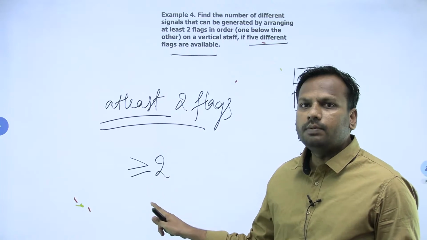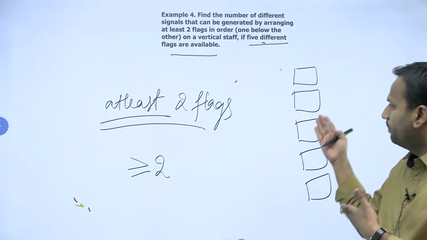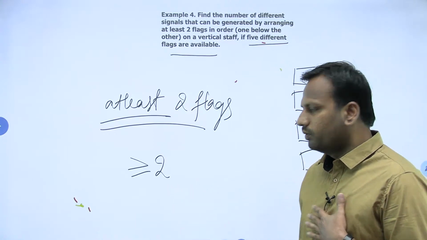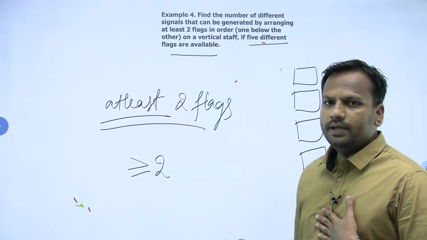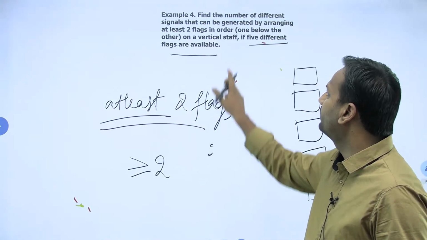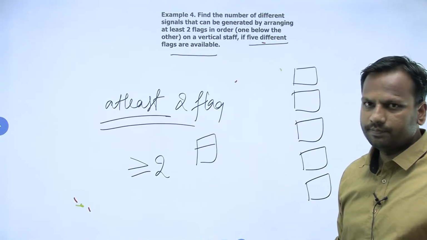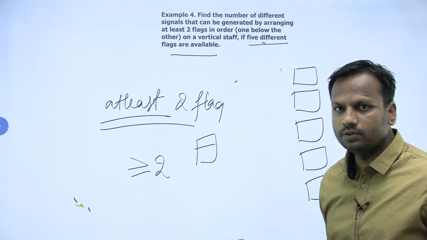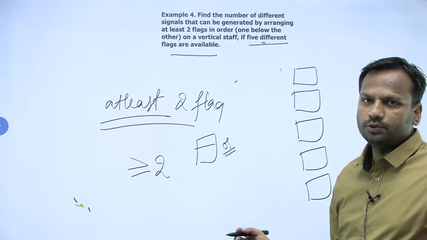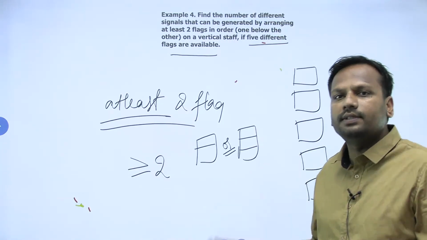So by taking minimum 2 flags, by taking at least 2 flags, I have to generate the signals from the given 5 different colors of flags here. So what I do here, I'll be taking any 2 flags, one after the other, one below the other, and I'll be generating the signals, right? And also I can take 3 flags, one below the other, and generate the signals.